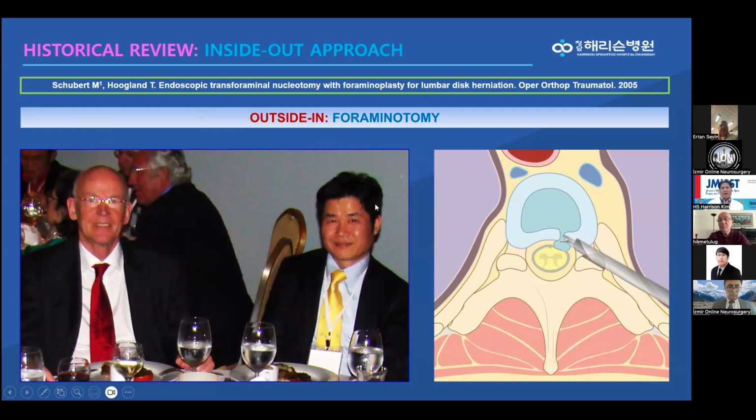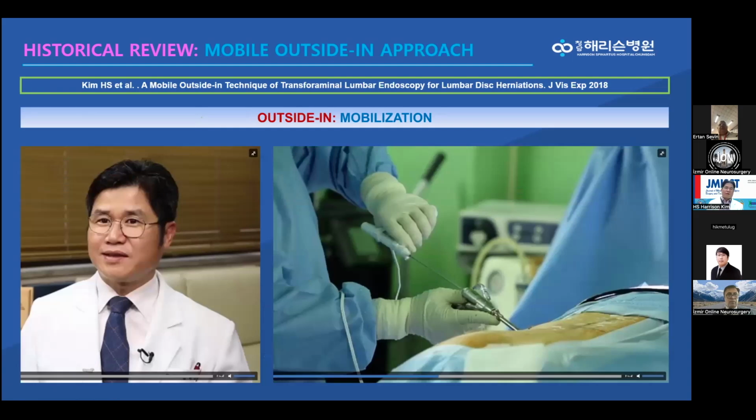But anyway, the transforaminal area is always blocked, and mobilization is limited due to some bone structures. In spite of the outside-in technique being introduced, in some cases it is not easy to overcome the obstacles and limitations to reach the target point. Because of that, I introduced the mobile outside-in technique in general visualized experience in 2018. Today, I'm talking about these procedures.